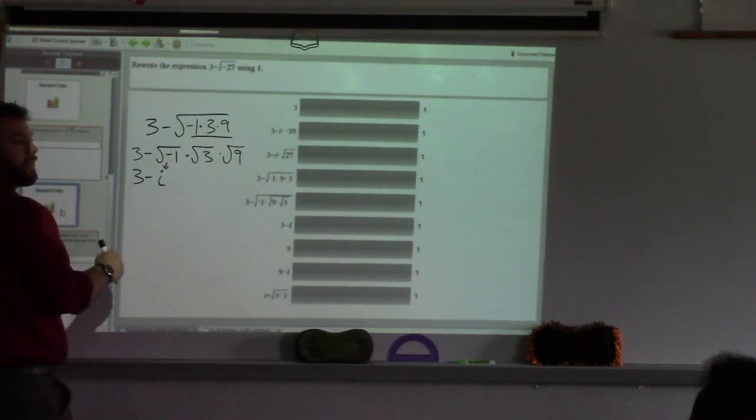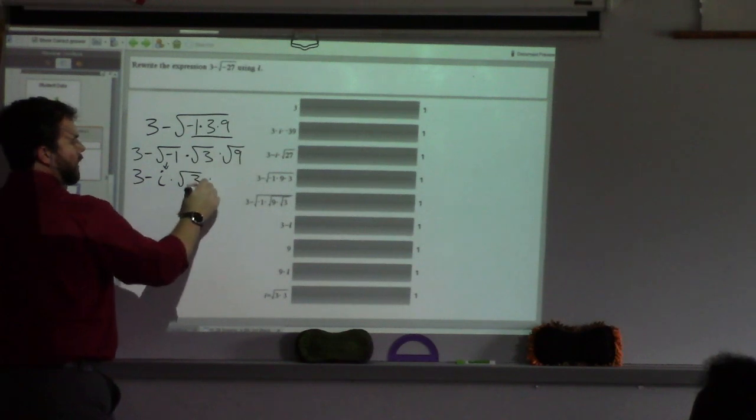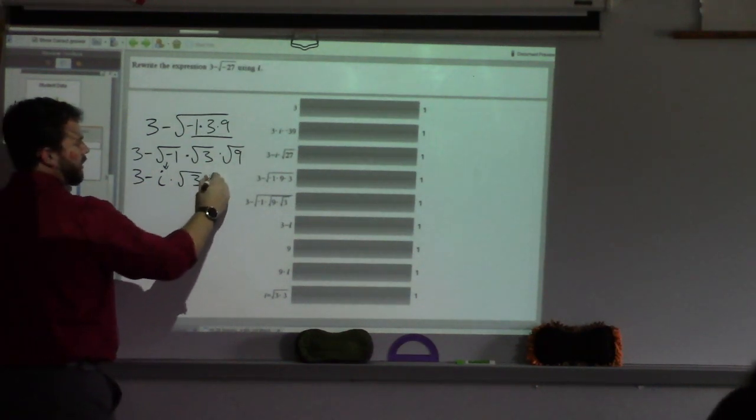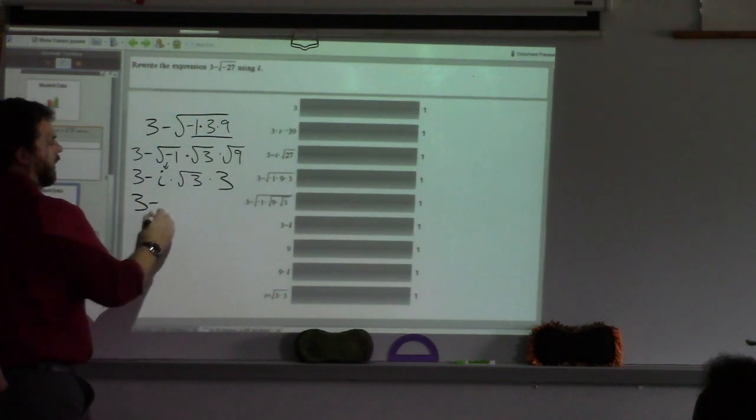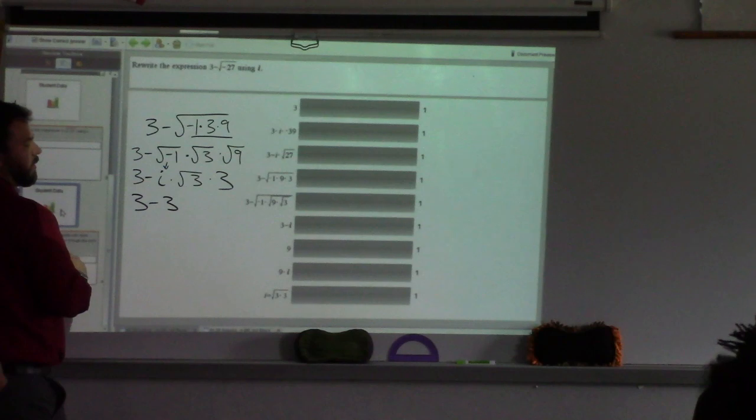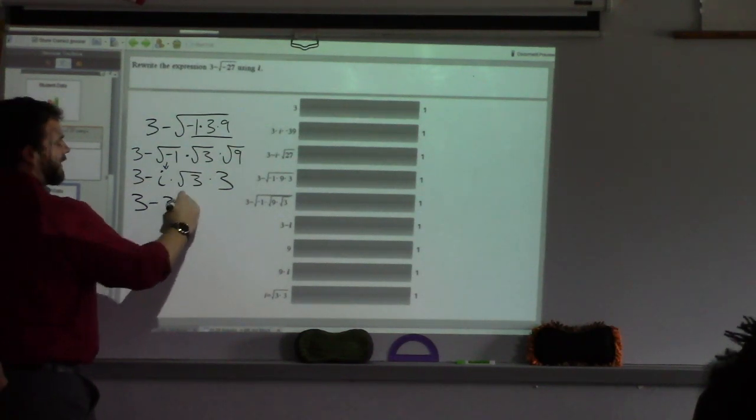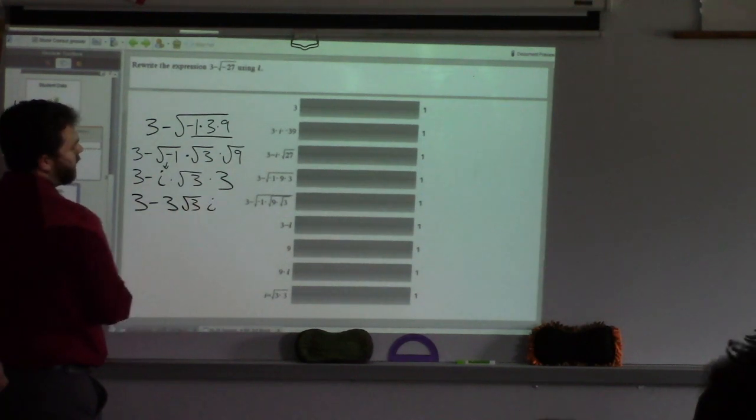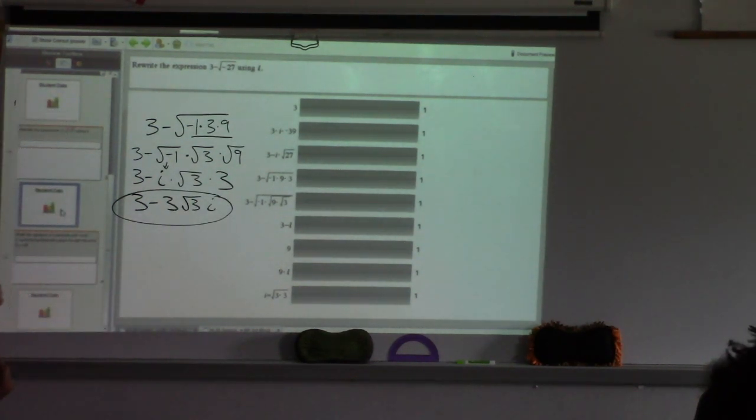Can I take the square root of 3? No. So it's times the square root of 3. Can I take the square root of 9? Yeah, 3. So then simplify it. I typically put my 3 out front, then the i, then the square root of 3. Technically it's supposed to look like this, but the order doesn't matter a ton. I have my 3, my square root of 3, and my i, all being multiplied.